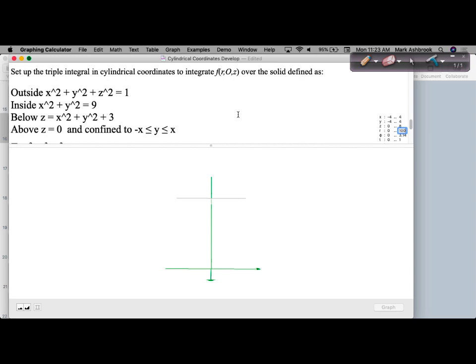Outside of x squared plus y squared plus z squared equals 1. Inside of x squared plus y squared equals 9. Below x squared plus y squared plus 3. And above z equals 0. And confined to negative x less than or equal to y less than or equal to x.